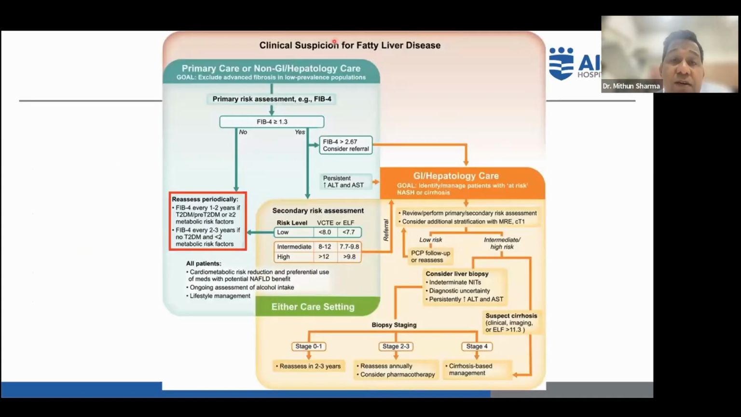So when you suspect fatty liver, this is what the guidelines say. You can diagnose it in the primary care center by doing a FIB score. If the FIB score is high, you can do an additional test, a second-level assessment with a fibrosis assessment. If it is normal, we can repeat it in 1 to 2 years if there are high risks. If there are no high risks, we repeat it every 3 years. If the fibrosis level is high, then we refer to a hepatology clinic, which can reassess these patients and decide whether a liver biopsy is required or not. And based on what stage of fibrosis is there, the treatment can be customized.